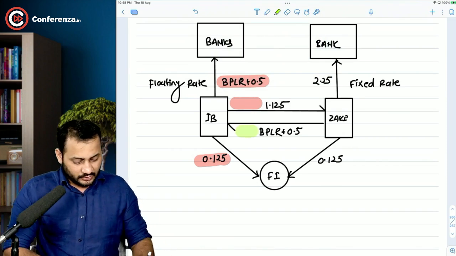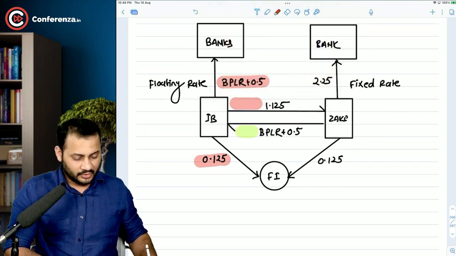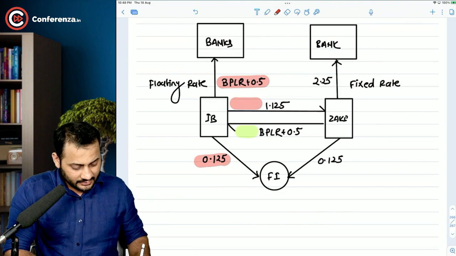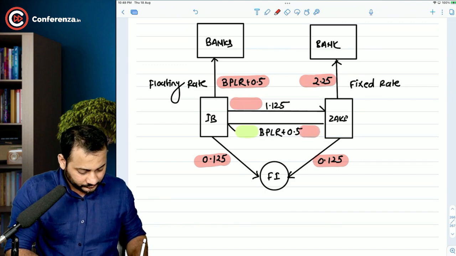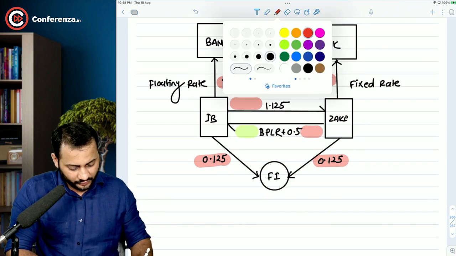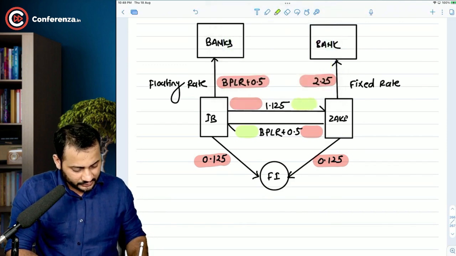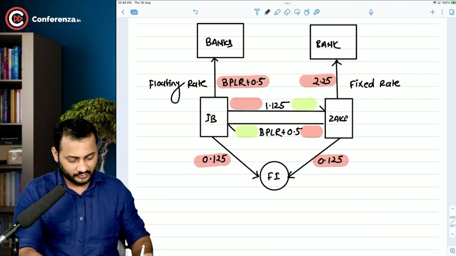Now going back to the red part, consider it from Zaki's angle. Zaki paid this much to the bank, Zaki paid this much to the dealer, and Zaki paid this one to IB. And when it comes to receipt, Zaki received this much. Just do the total of all the outflows and inflows. Have a look.